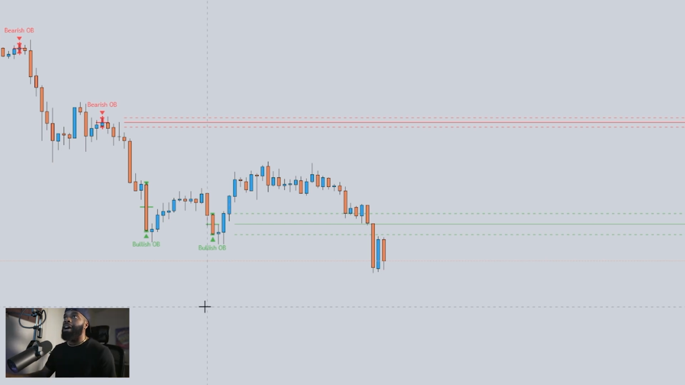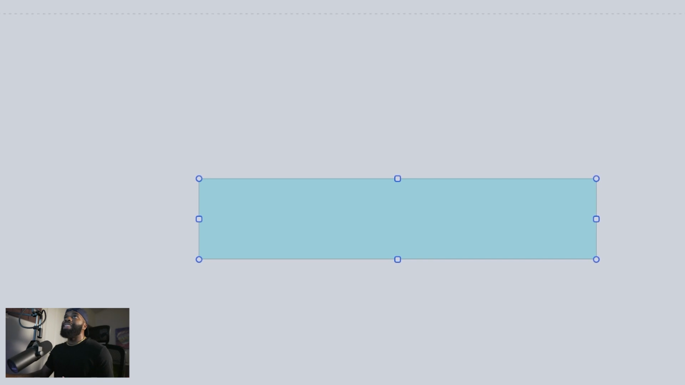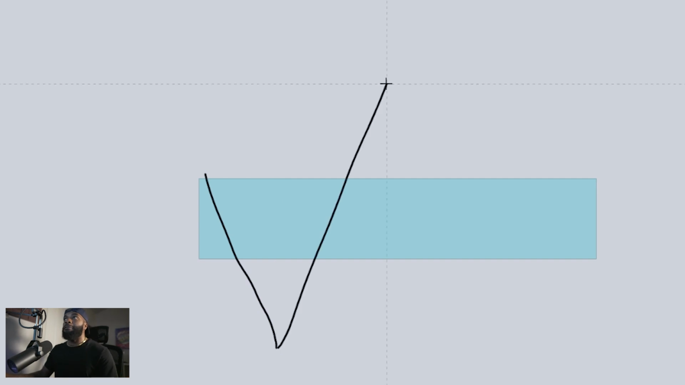Let me break this down more so you fully understand. If we had an order block set right here and then price was already down here, we want to see price break out first. Once it breaks out, the next thing we want to establish is price coming down into this area. Now, it doesn't necessarily have to be in that area.